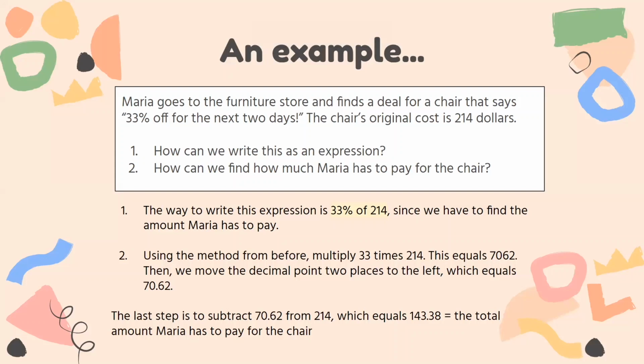To solve the second question, we use the method from before. Multiply 33 times 214. This equals 7,062. Then we move the decimal point 2 places to the left, which equals 70.62. The last step is to subtract 70.62 from 214, which equals 143.38. That is the total amount Maria has to pay for the chair.